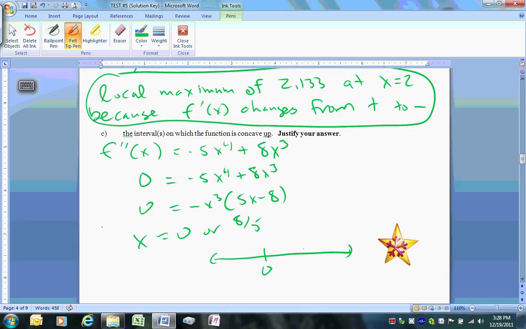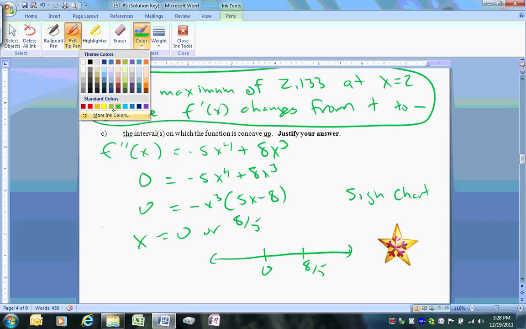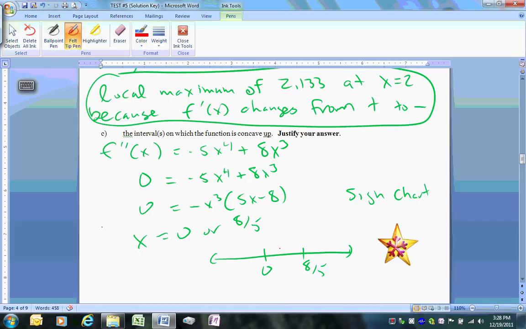So again, we'll do another sign chart. And we'll test points. Go back to red. We'll test 1, 2, and negative 1 in the second derivative. If you plug in negative 1, you should get a negative value for the second derivative. Positive if you plug in 1. And back to negative if you plug in 2. So clearly it's concave up between 0 and 8/5.